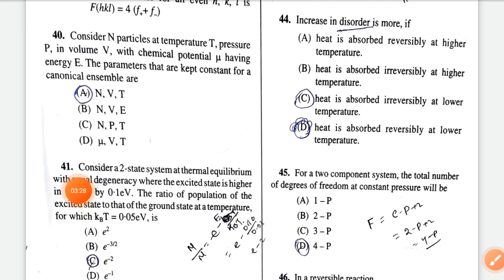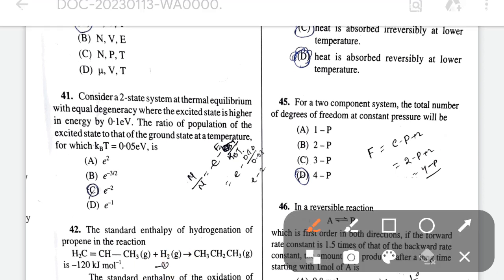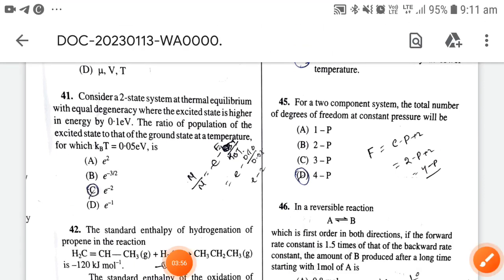Next, 41. Consider a two-state system at thermal equilibrium with equal degeneracy where the excited state is higher in energy by 0.1 electron volt. The ratio of population of the excited state to that of the ground state at a temperature for which kBT is equal to 0.05 electron volt. Here the correct option is option C. Here we calculate in this way.